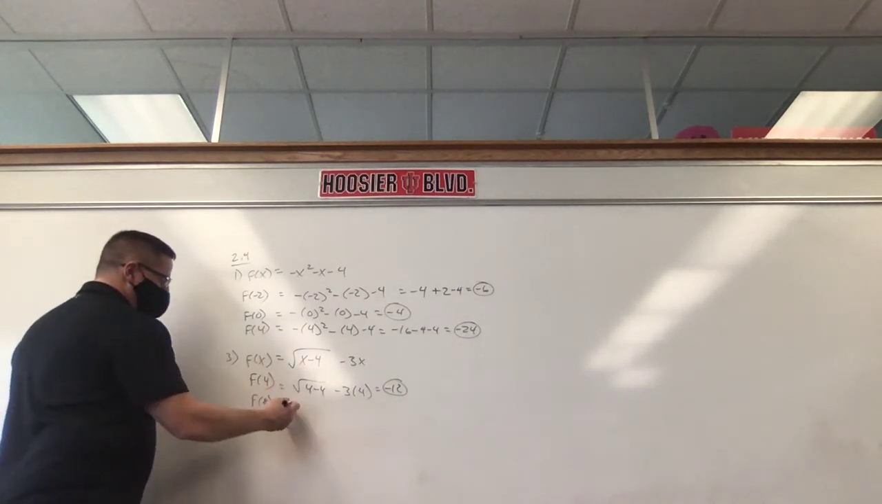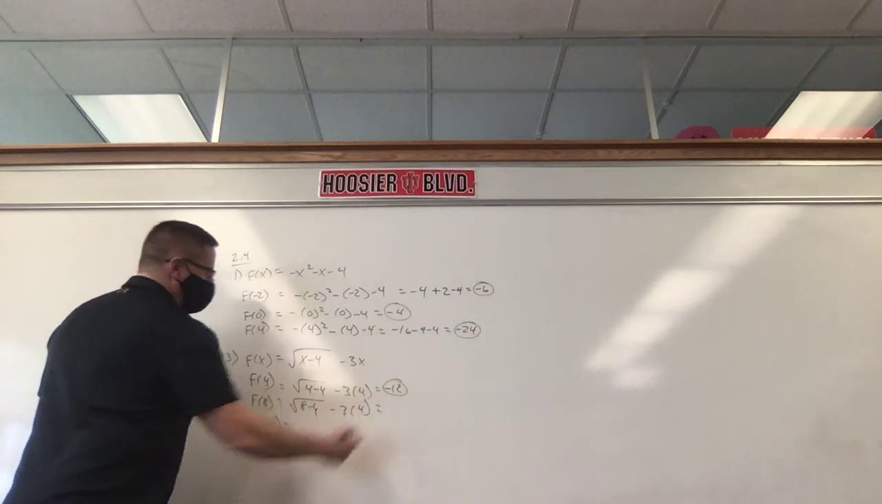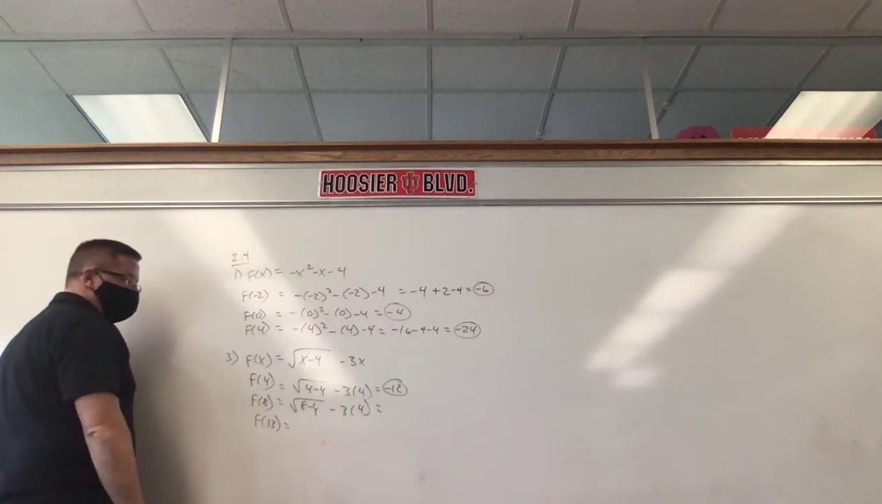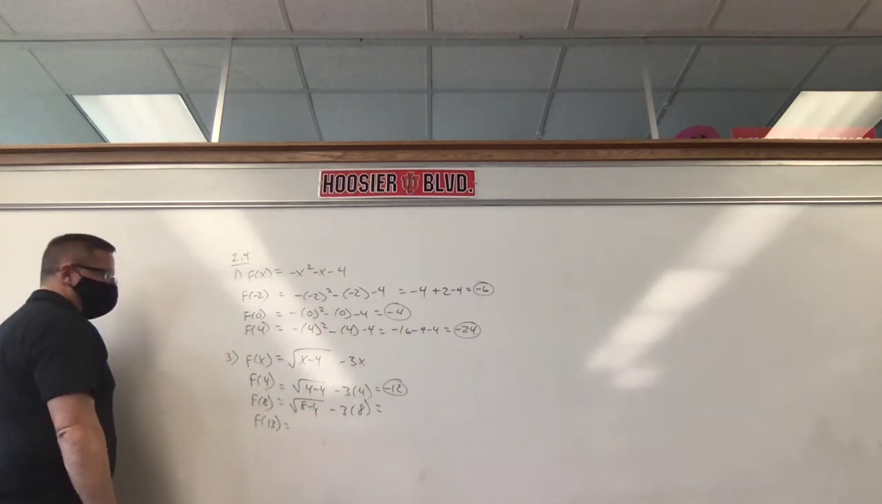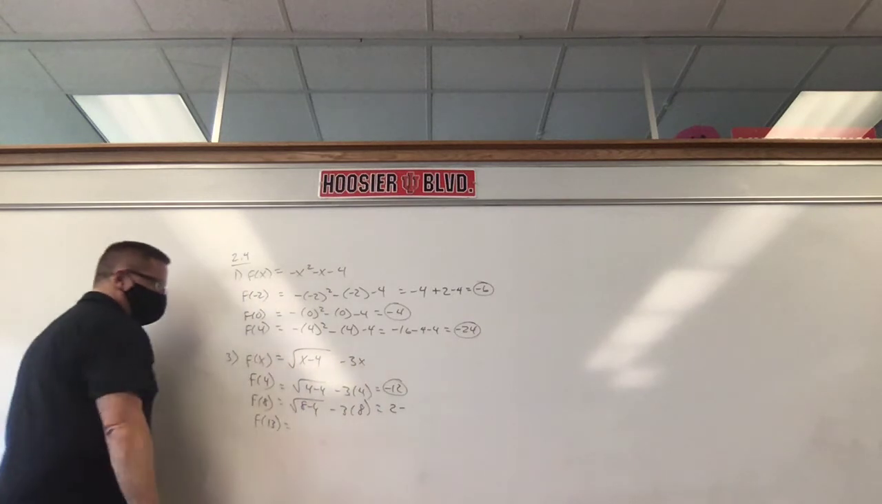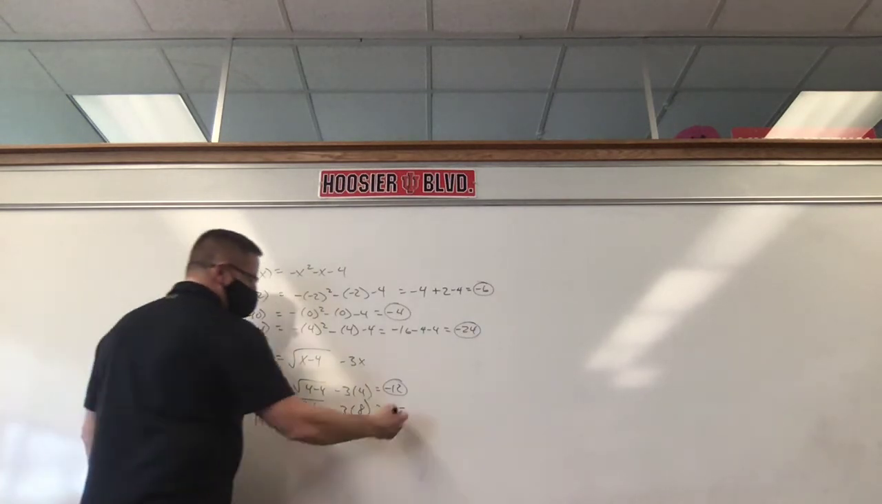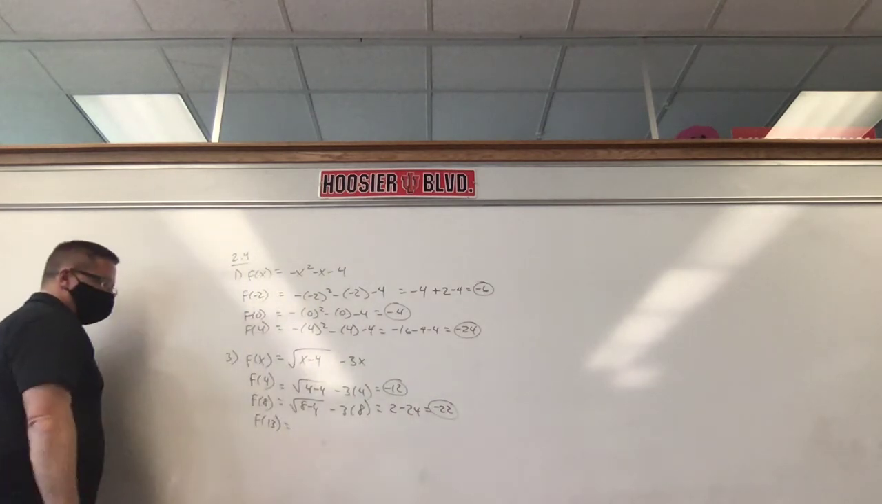Plug in 8. Radical 8 minus 4 minus 3 times 4. Again, a lot of this you can do. I'm sorry? 3 times 8. Oh, yes. Thank you very, very much. Yes, plugging in 8, not 4. Good. 8 minus 4 is 4. Radical 4 is 2. Minus 3 times 8 is 24. 2 minus 24 is negative 22.